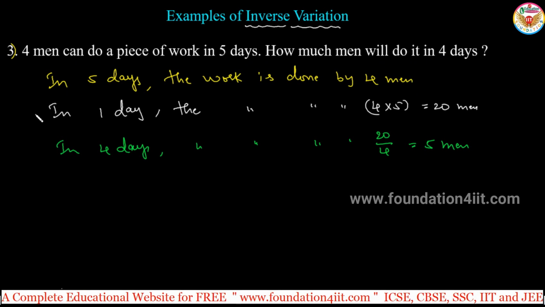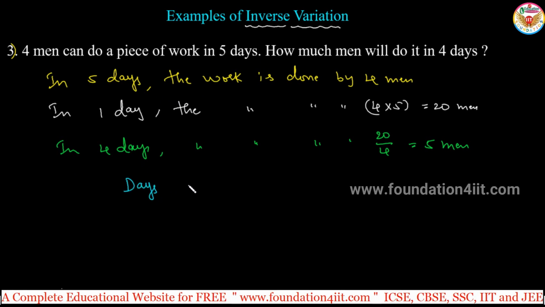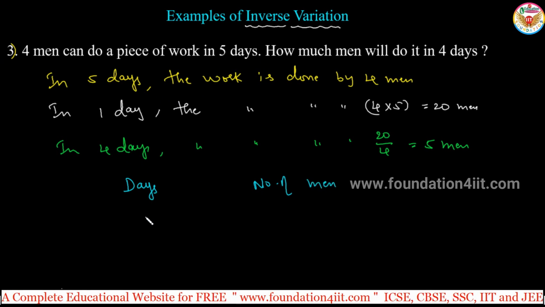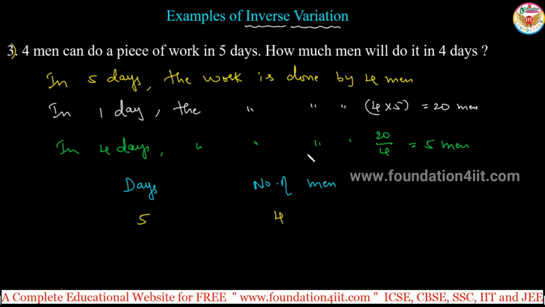Let us see the same problem in this arrow method like the previous concept. Here there are two quantities, days and number of men, right? So the alternate method. So days and one more is number of men. Now in the first line, 5 days, 4 men can do the work. Next, how many men? So this x will do it in 4 days.